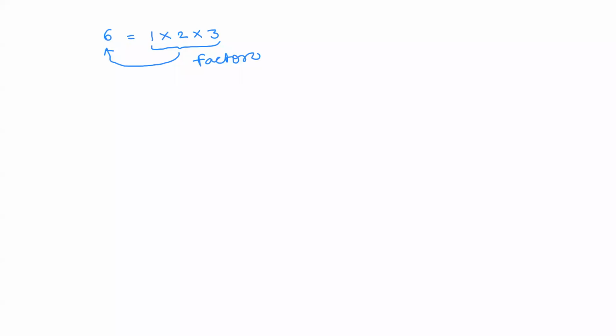If I say that 1, 2, and 3 are the factors of 6, students, what is 6 with respect to 1, 2, and 3? If 1, 2, and 3 are called factors of 6, what is 6 called with respect to them? 6 is called the multiple. Perfect, very nice. Great. So most of the students, they know all these things.